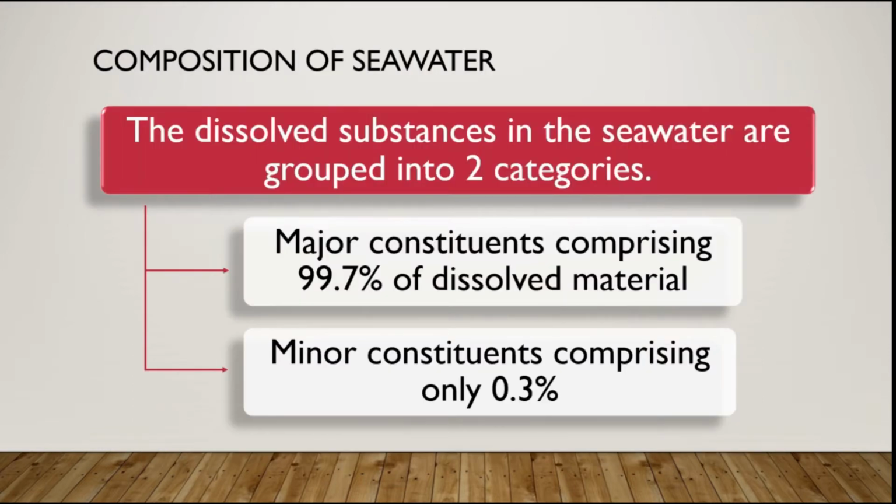Now let's study about the composition or the constituents of the seawater. What the seawater is composed of. As we said earlier, seawater contains complex solution of several substances. These dissolved substances in the seawater are grouped into two categories: major constituents comprising 99.7% of the dissolved material and the minor constituents comprising only 0.3%.